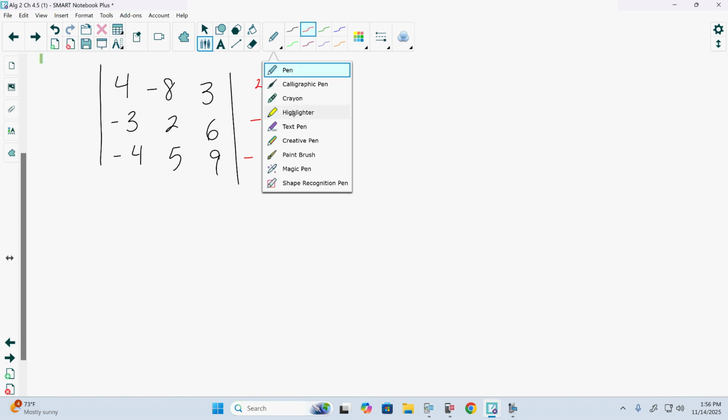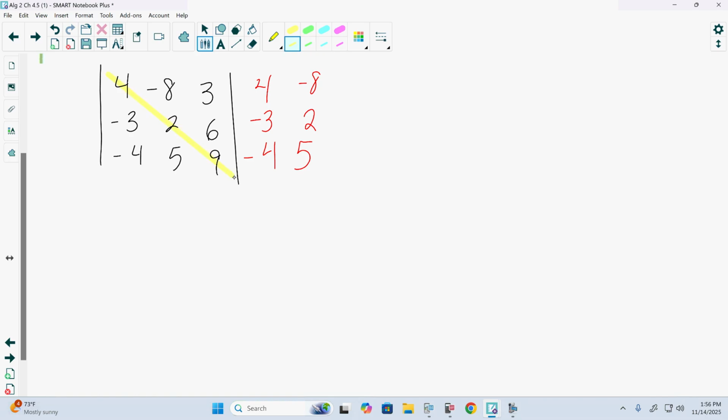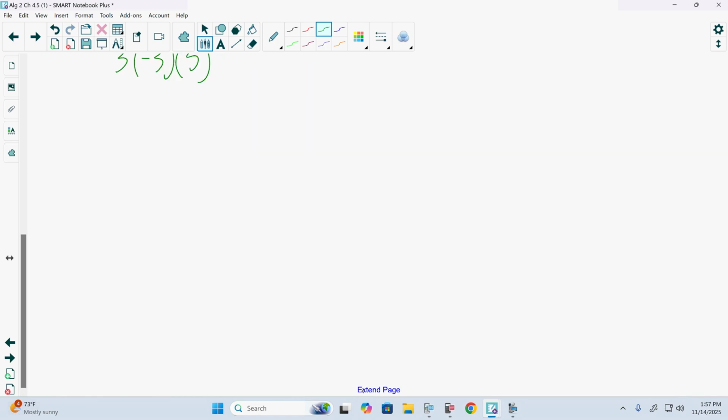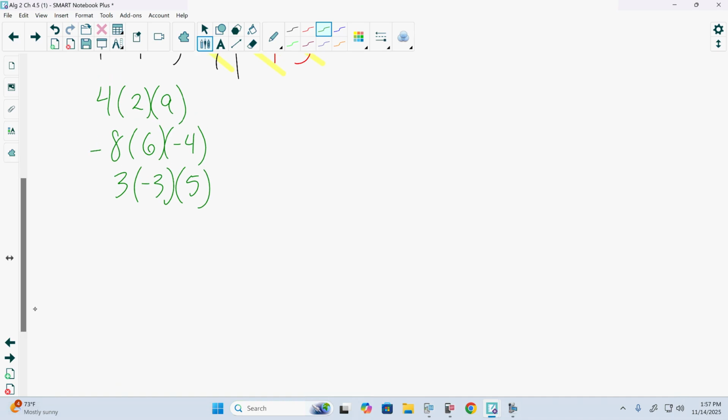Because now, I'm going to get my highlighter back out. 4 times 2 times 9 is still one of my diagonals. But I also now have these 2 here. We actually have 3 diagonals that we're keeping track of. So for our first set of diagonals, we do have 4 times 2 times 9. We have -8 times 6 times -4. And we also have 3 times -3 times 5. So these are our 3 diagonals that we're going to multiply together. That's going to be one of our numbers. We'll multiply those here in a second.